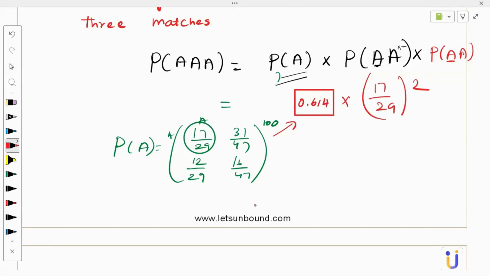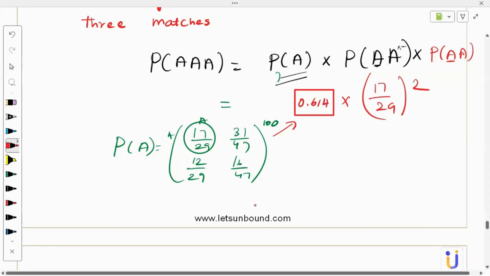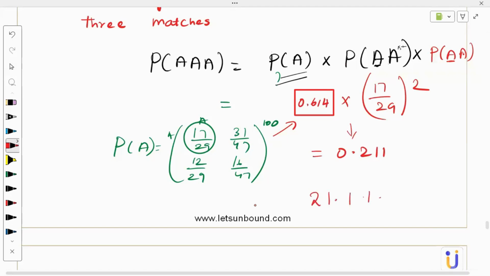0.61449. So I'm just using 4. And when you simplify all this, you will get around 0.211 to 3 significant figures. So we can conclude there is a 21.1% probability that Argentina will win 3 matches continuously. And this completes the entire solution.